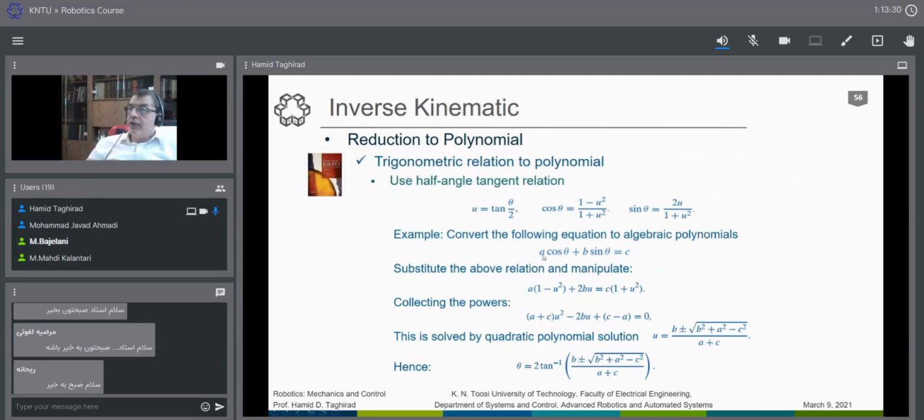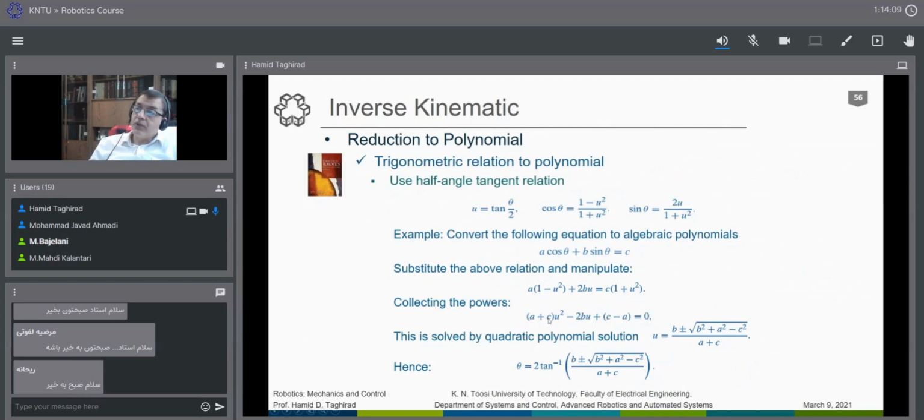You have, for example, a cosine theta plus b sine theta equals c. So you have one equation, one unknown, but it is trigonometric. Just use these two relations instead of cosine and sine, and then you come up with a polynomial solution. Very simple. You don't need to do the linearization that we did before, where you have a matrix and find the delta. The same result will be found here, but if you have sine and cosine, you just put these two relations in and write it as a polynomial.